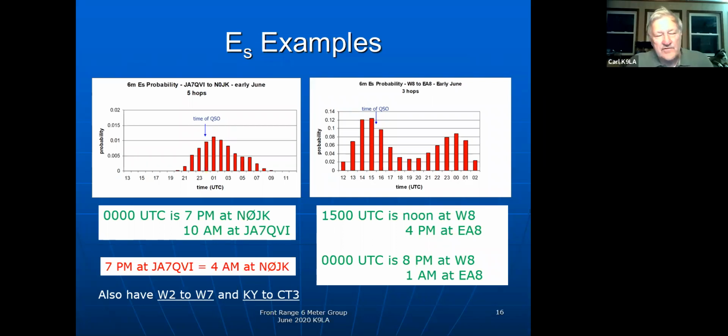Now, if you reverse that, 7 p.m. at JA7 turns out to be 4 a.m. at N0, and that's not going to work, because I remember I said that the probability was from about 7 a.m. to 1 a.m. So there wasn't much of a probability at 4 a.m. So the problem would be the N0JK end of the path.